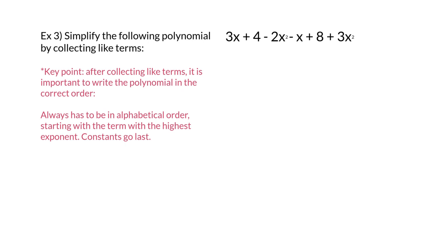Let's start by collecting like terms that we know. My first term is a 3x, so I'm looking for any other term that has just an x in it. I see that my other term is this right here. So 3x plus a negative x is going to give me 2x.